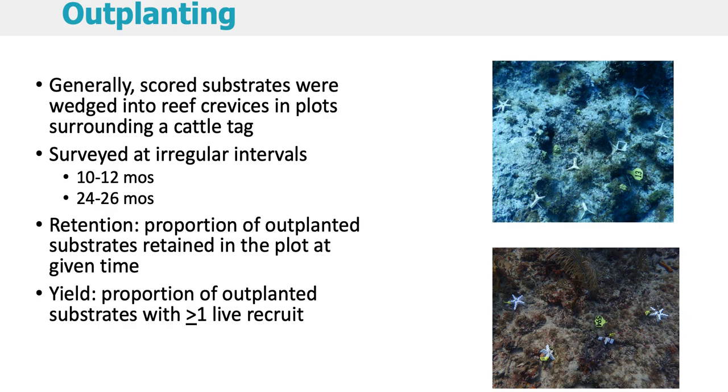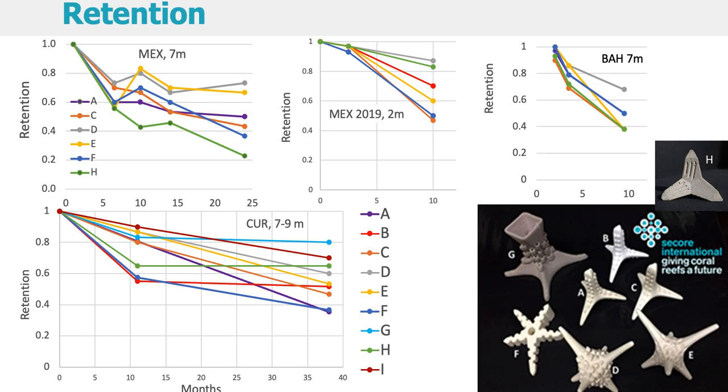And as I mentioned before, I'm going to show you two parameters. Retention is just the proportion that we relocated in that plot at that time point, and the yield is the proportion of the total units that we outplanted that we could recover corals from at that time period. So here's some data on retention. And again, the letters are the same. The colors are going to be the same in these graphs that I'm showing you. Again, the H unit, the original concrete tetrapod, is here in green.